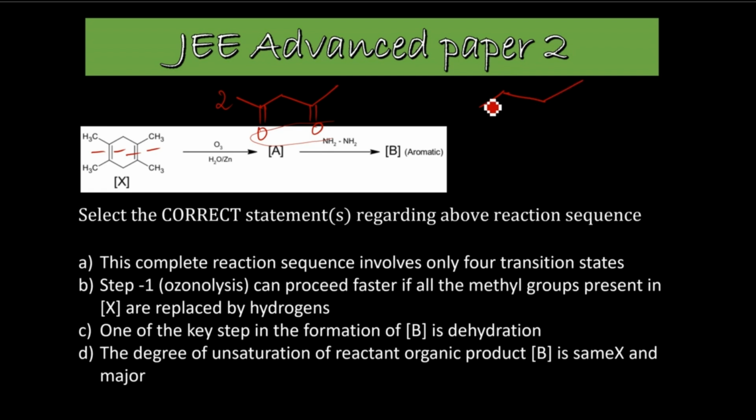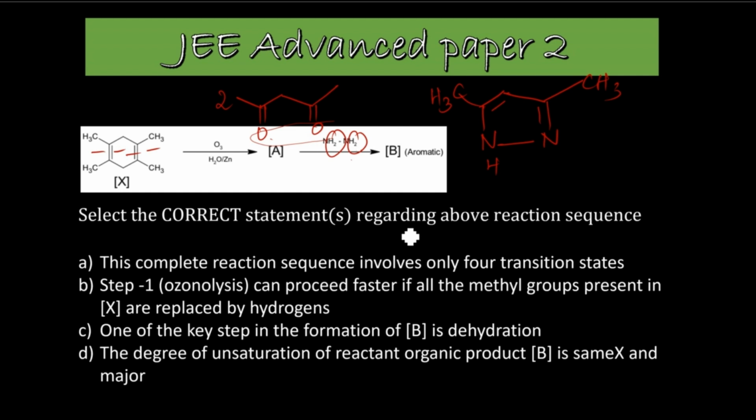I am writing as such. Okay, these are CH3. And on this side, the oxygen is taken by this H2O, this hydrogen. So remaining I am having nitrogen bonded with nitrogen. Okay, so that's it. That is our B.